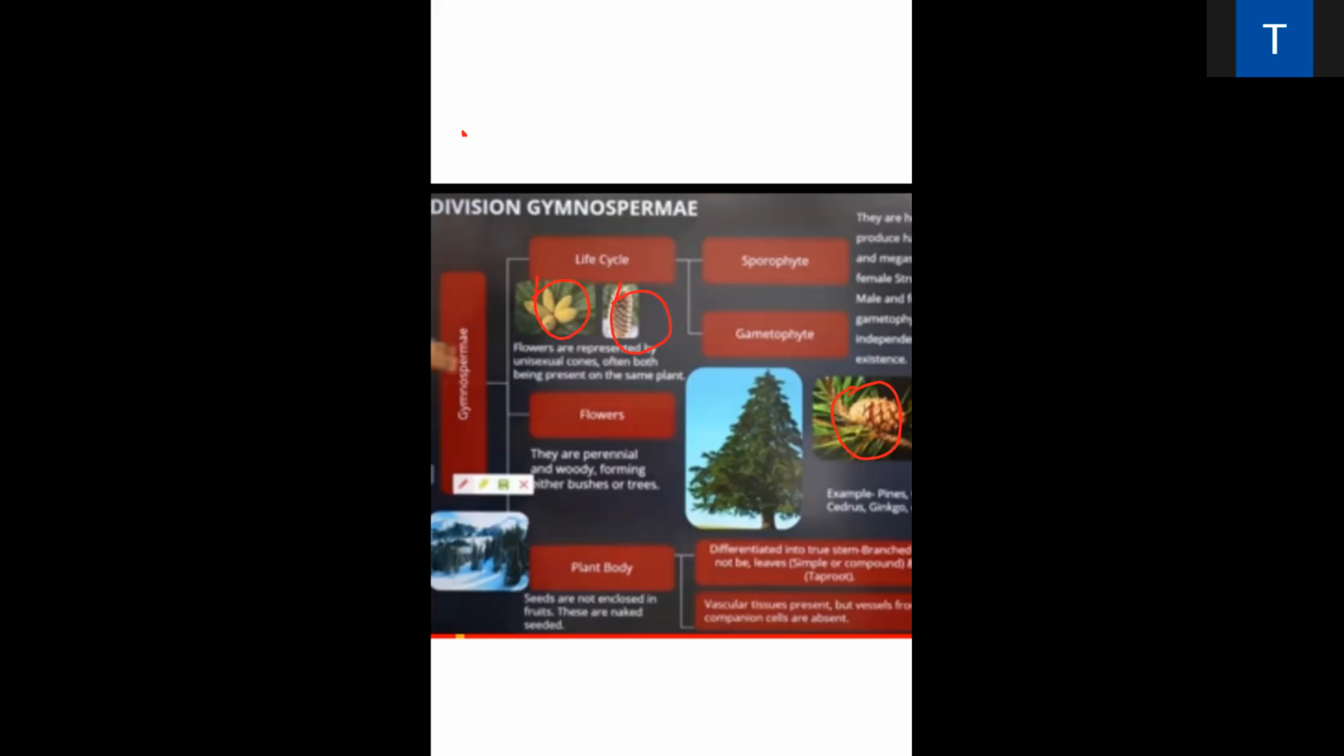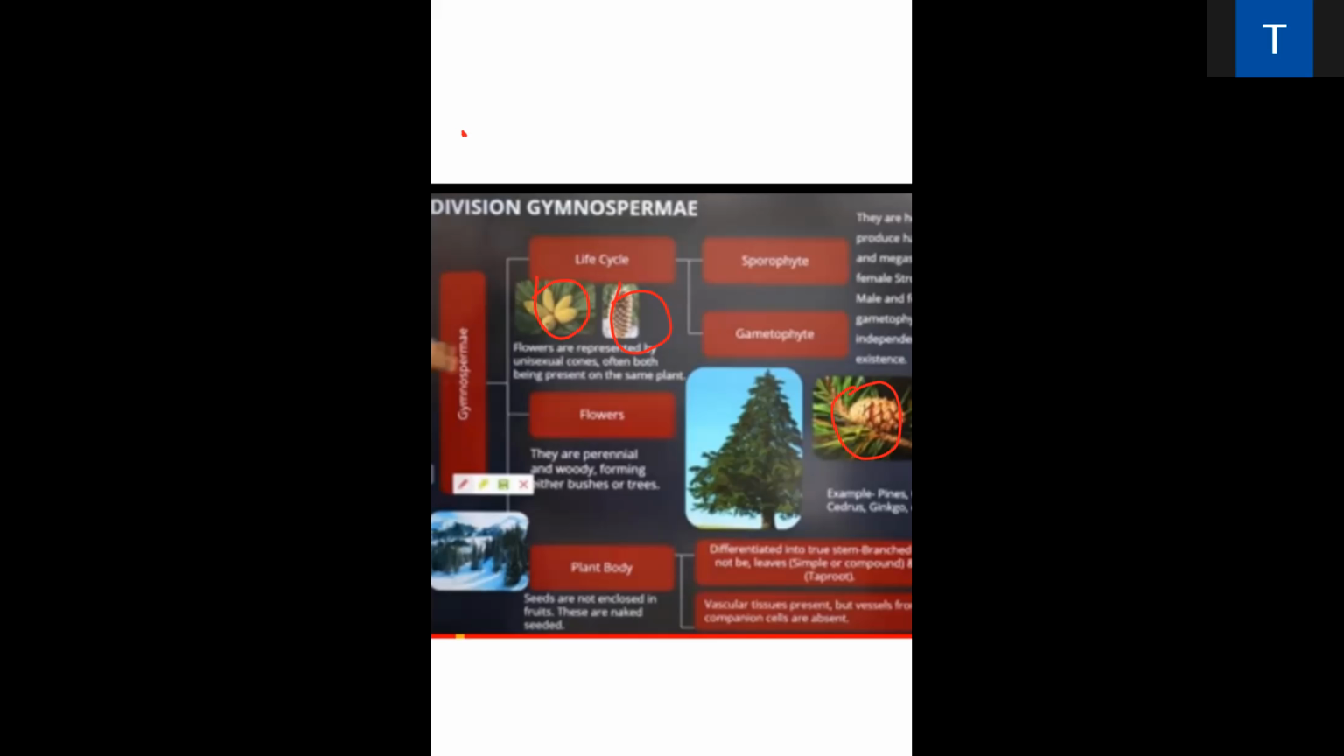Have you seen Ginkgo biloba? Have you seen the plant Ginkgo biloba? Ginkgo biloba is a living fossil. It is also a living fossil. One more question comes from there. Ginkgo biloba is a living fossil.